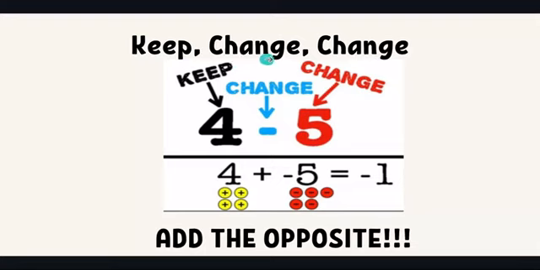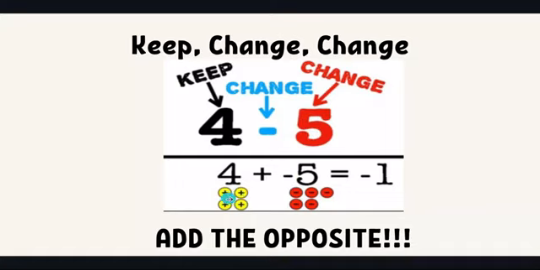The last one is the keep, change method. What that looks like is you keep the first number the same, you change the subtraction, and then you change the next number into its opposite. So if I have 4 minus 5, I'm really doing 4 plus, because the minus sign changes to a plus sign, and then +5 turns into a -5.